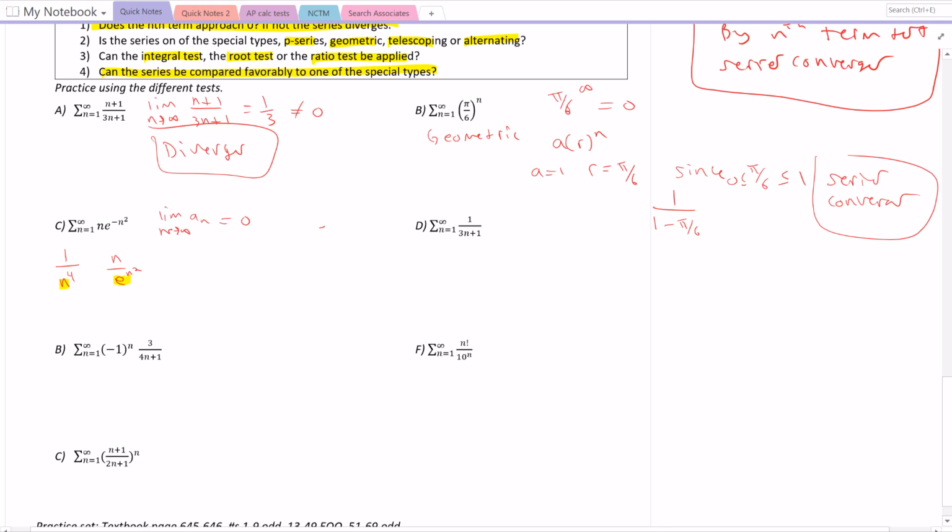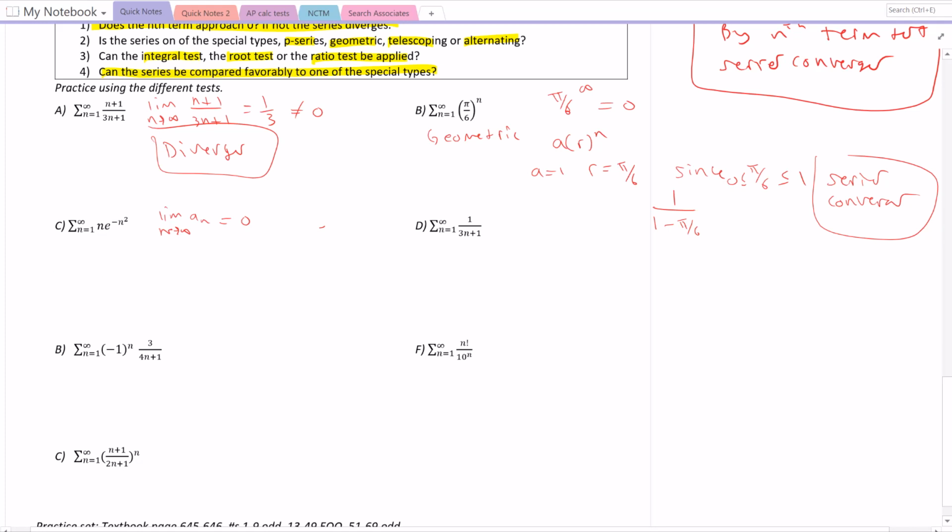It's not alternating, it doesn't go between plus and minus, and it definitely doesn't look like it's telescoping, right? So let's try the integral test. Basically ask yourself, can I easily integrate that? And the answer is yes. If you let u be negative n squared, it integrates pretty easily.